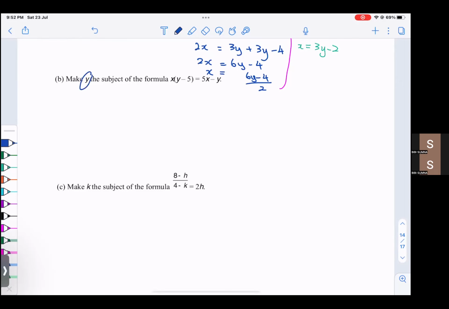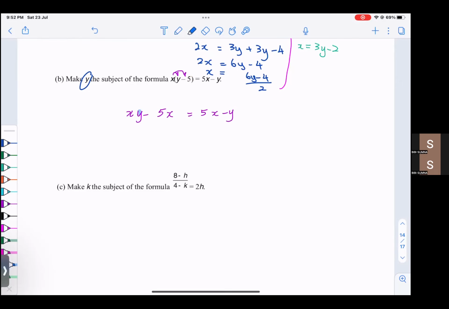So again, y is the subject. Wherever there is y, put it on one side and the other things on the other side. If you think it's a little bit hard with brackets, what you can do is expand it. Expand means open the brackets. So you give x to both of them. You have xy minus 5x equals 5x minus 5.